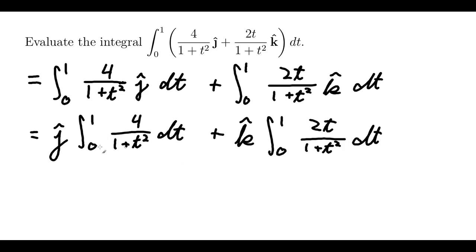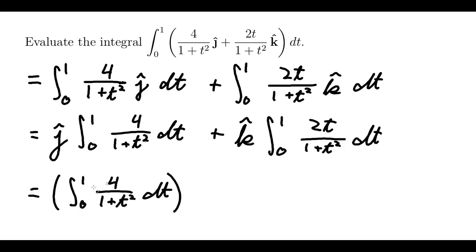Now this is how we would usually write things if j and k were ordinary constants. But, you know, they're not. They're unit vectors. So we like to have the component first and then the unit vector. So if you really want to do that, you could rearrange this, and putting this in parentheses now, we could say we have the integral from 0 to 1 of 4 over 1 plus t squared dt.